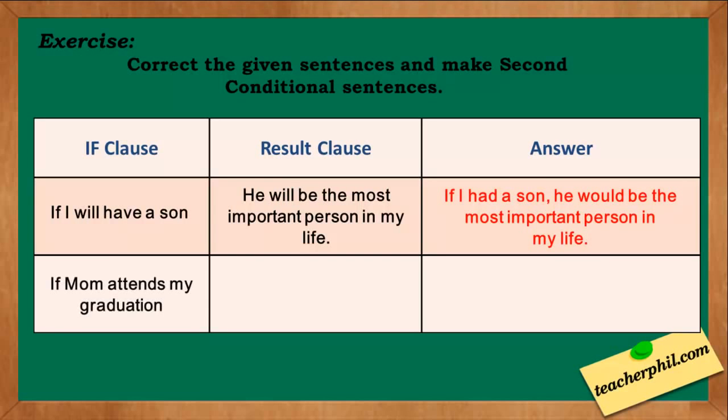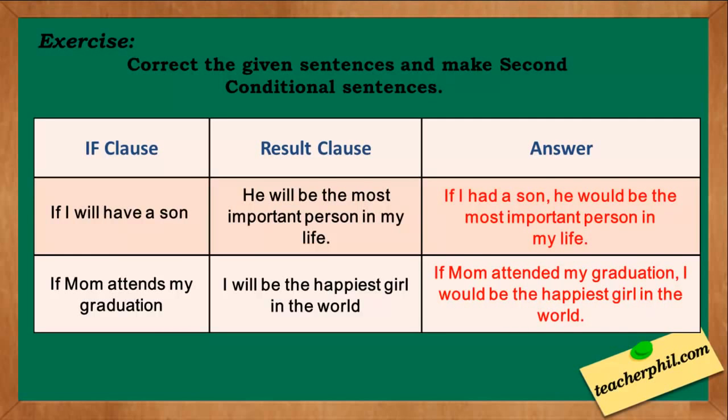Second one. If Mom attends my graduation, I will be the happiest girl in the world. The answer is, if Mom attended my graduation, I would be the happiest girl in the world. The if clause, if Mom attends my graduation, is in the simple present. We change it into simple past, making it, if Mom attended my graduation. The result clause, I will be the happiest girl in the world, used will. That's why we needed to change it into would.